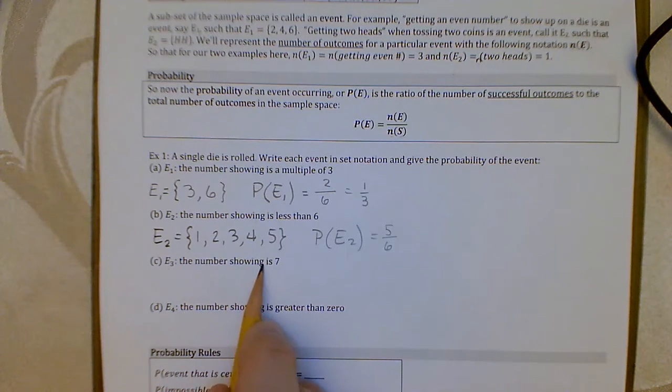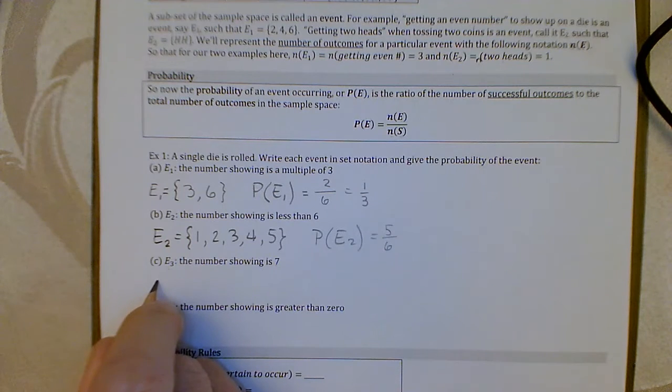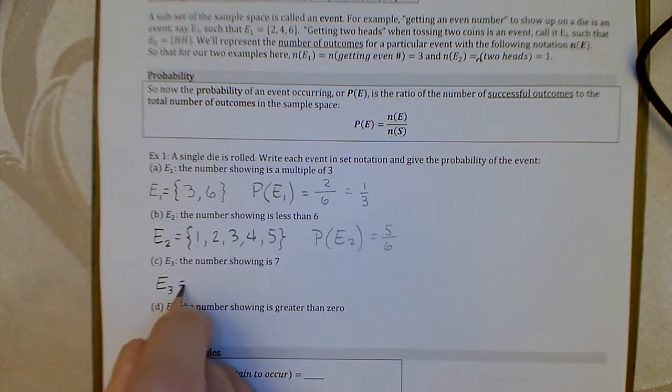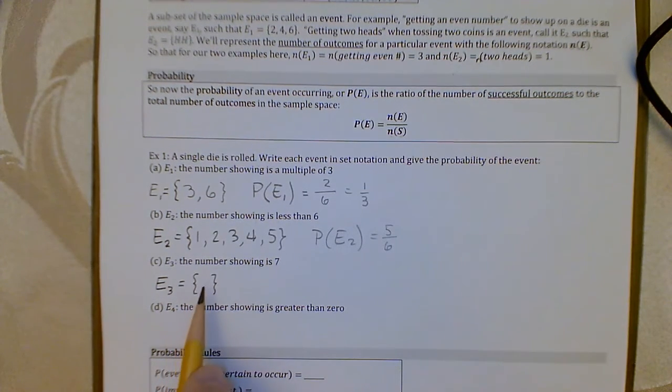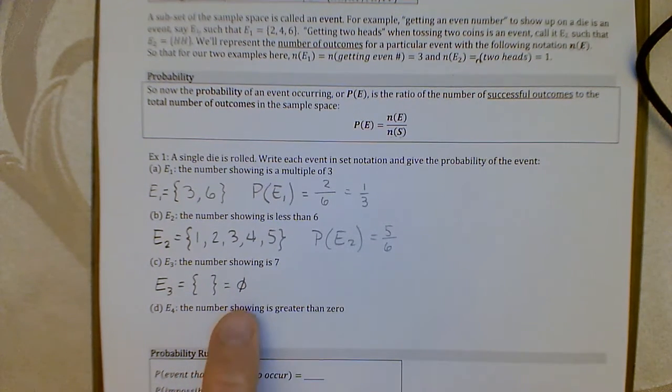All right, C, event E3. The number showing is a 7. So how many ways can that happen? What are the possible outcomes? Well, we're going to leave it as an empty set. We could have also done it as the null set. Remember, don't put the null set in the empty set. That would not make any sense.